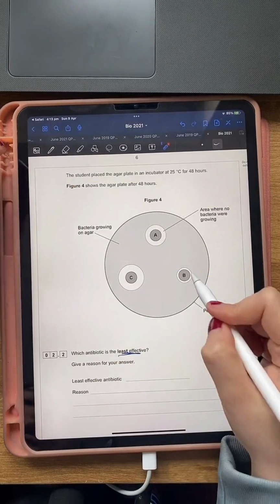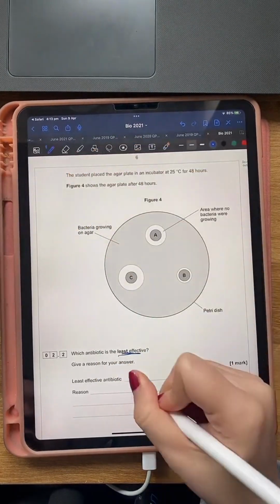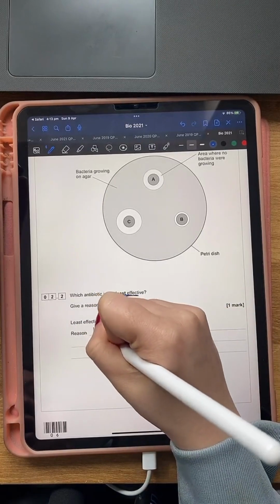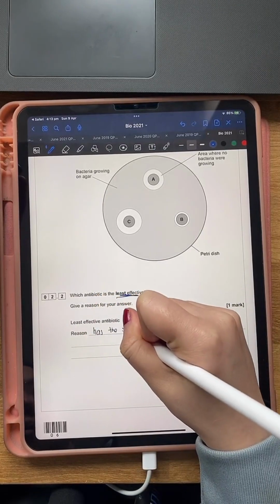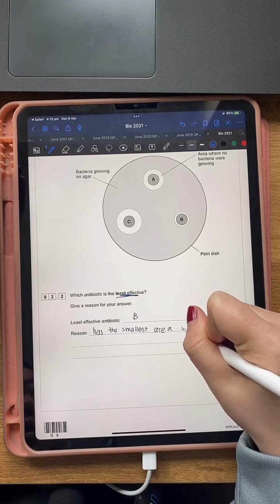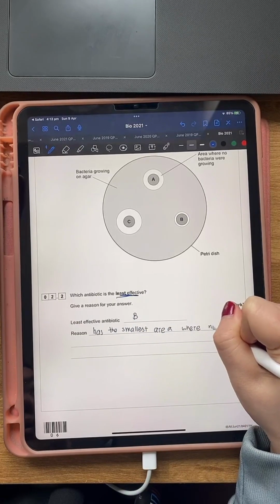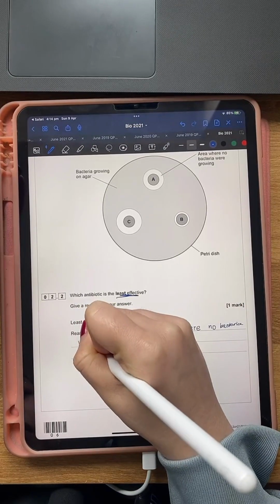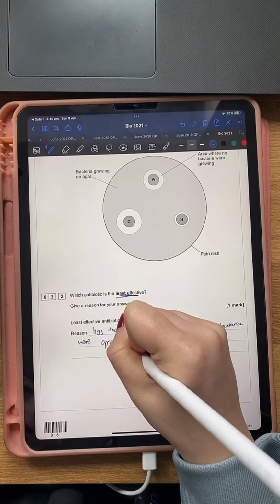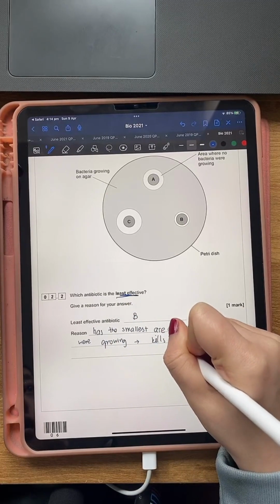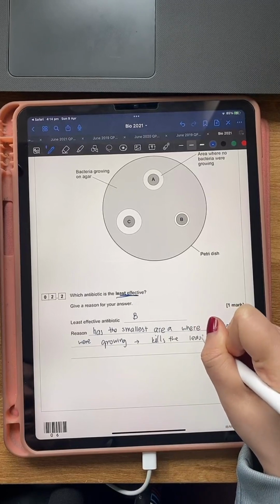So you can say has the smallest area where no bacteria were growing. Meaning kills the least bacteria. Smallest zone of inhibition is fine as well.